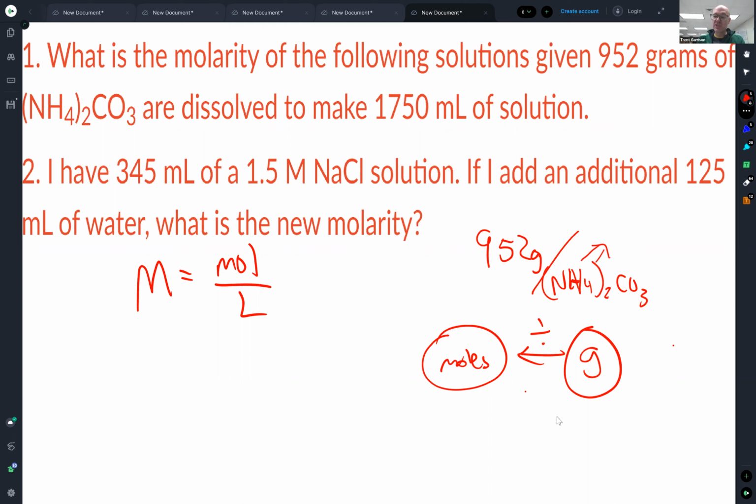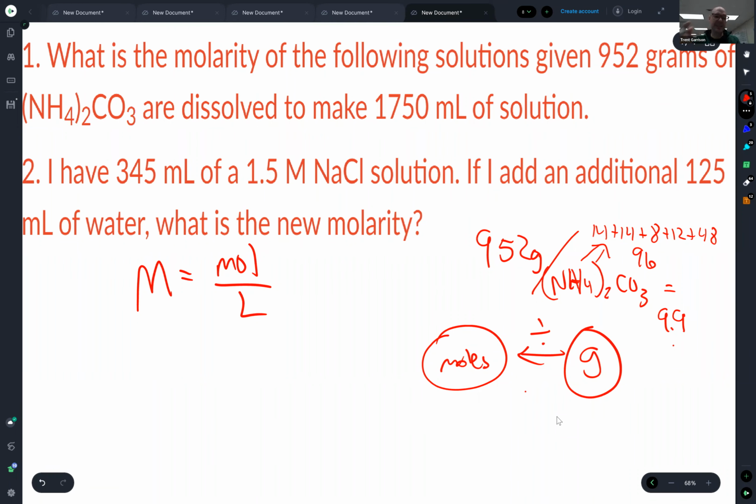There are two nitrogens. They each weigh 14, so that's 14 plus 14. There are 8 hydrogens. There is 1 carbon, and there are 3 oxygens. And that total is 96. So I've got 952 divided by 96. That is 9.9 with sig figs, 9.92 moles.